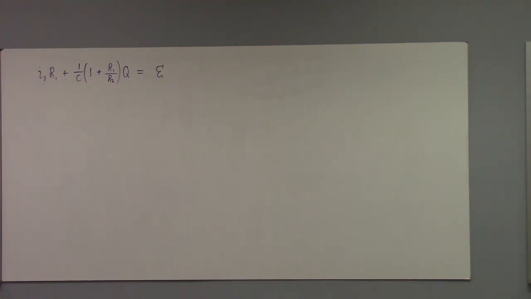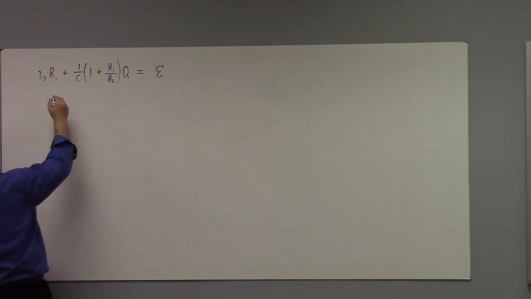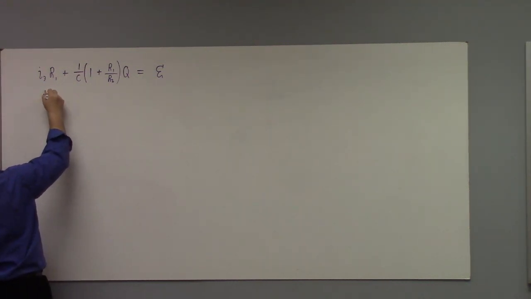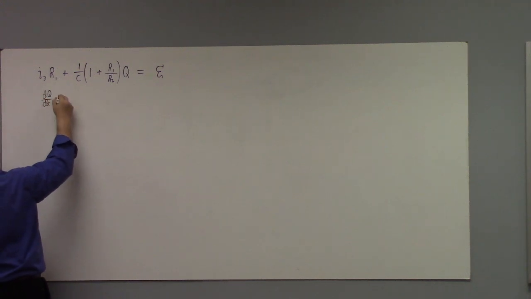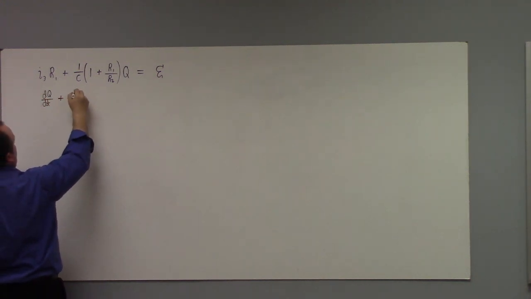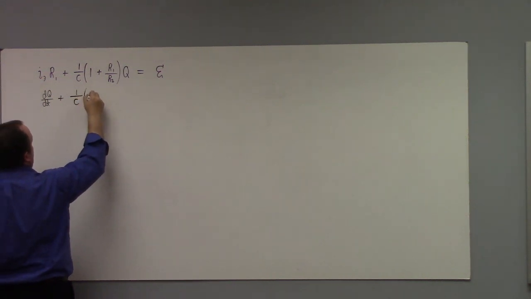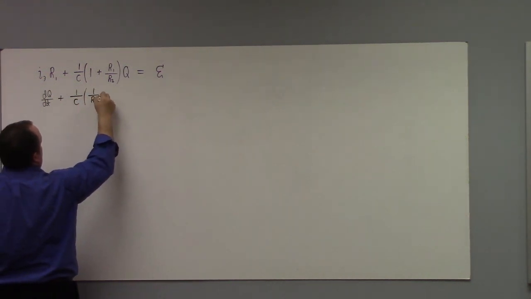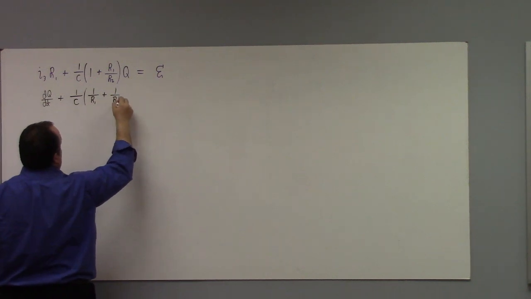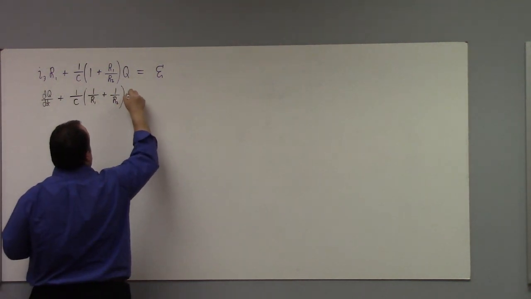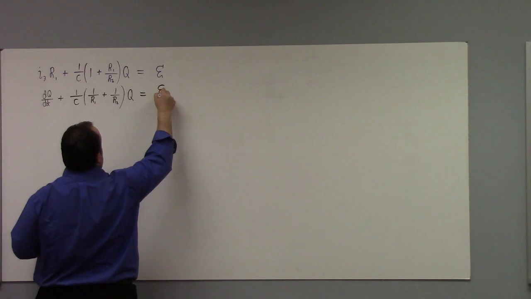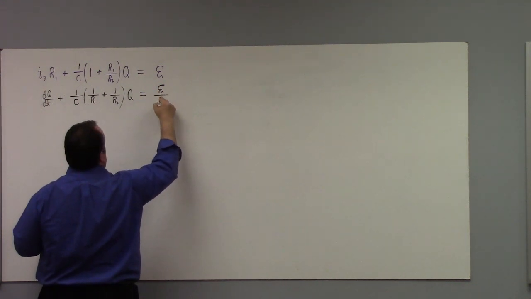So I factored out the 1 over C. All right, great. Then let us divide by R1, and we get dq dt plus 1 over C times (1 over R1 plus 1 over R2) times Q is equal to E over R1.